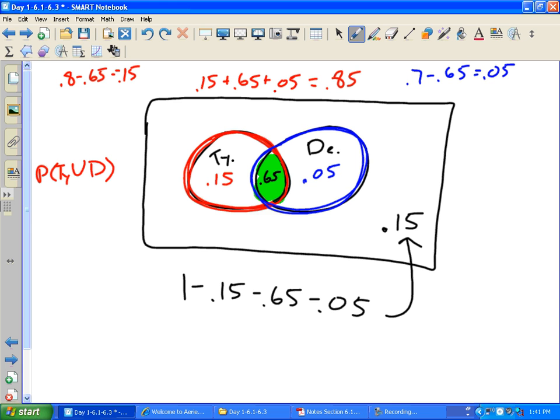Probability, part B, that neither free throw is made. We already have that on our chart. We just need to figure out where it's at. Yeah, it's 0.15. This is where they both miss. 0.15.